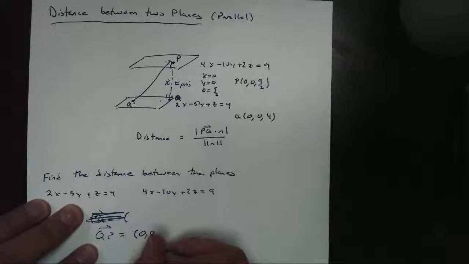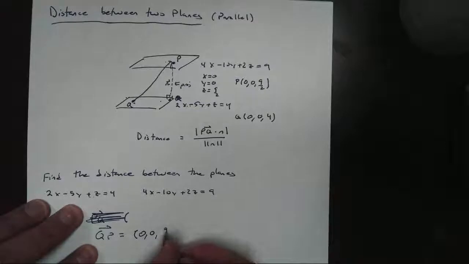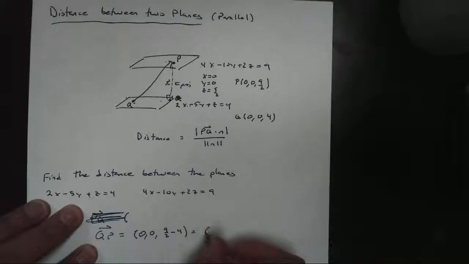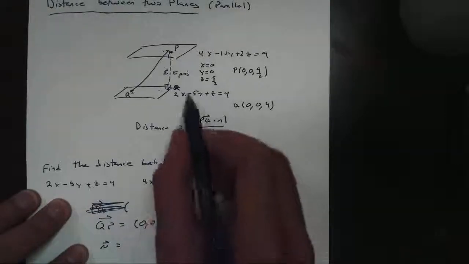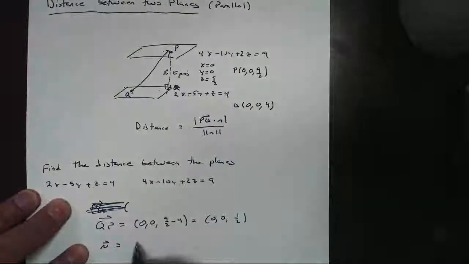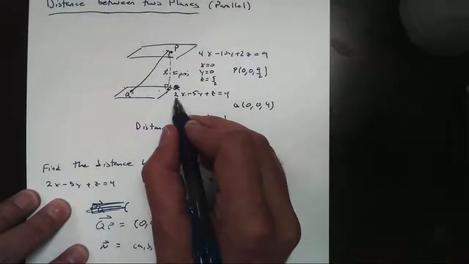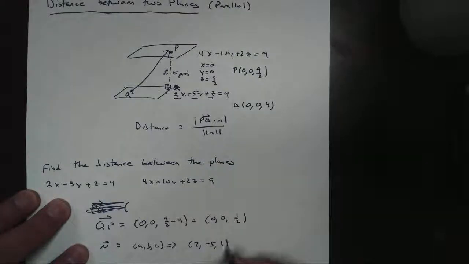So QP is going to be 0 minus 0, 0, and then 9 halves minus 4. If we subtract that, we're going to get 0, 0, 1 half. And there's vector QP. Now n is just the normal vector to our bottom plane. Recall from an earlier video, to get the normal vector, that's just the A, B, C coordinates from the equation of our plane. So A is 2, B is negative 5, C is 1.